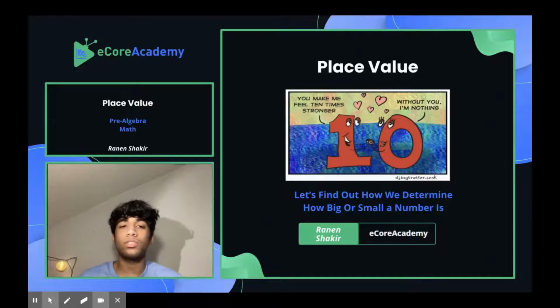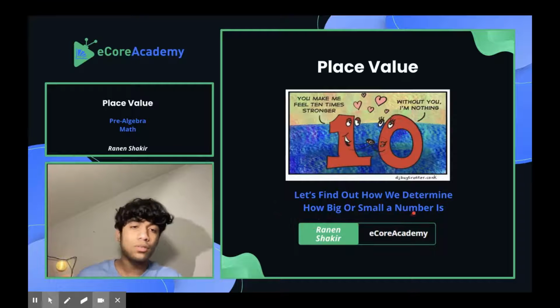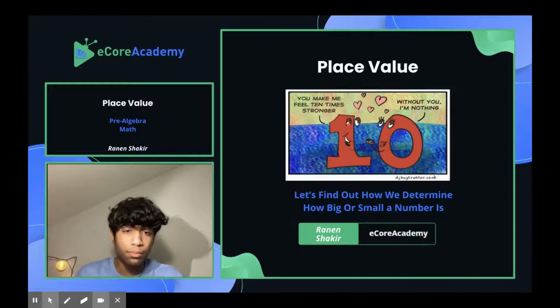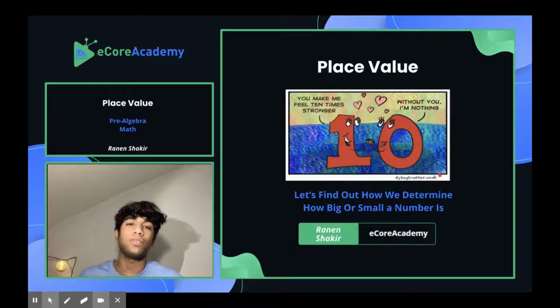And this time, as you can see by our heading here, is going to be about place value. So, place value is how we determine how big or small a number is. A little description right here. And I have this nice little graphic here, which I think is funny. But it says, the 1 is saying to the 0, you make me feel 10 times stronger. And the 0 is like, without you, I'm nothing. We're going to talk about what this actually means. It's going to be powers of 10, which is a concept in place value.